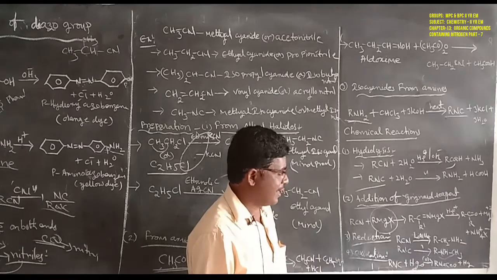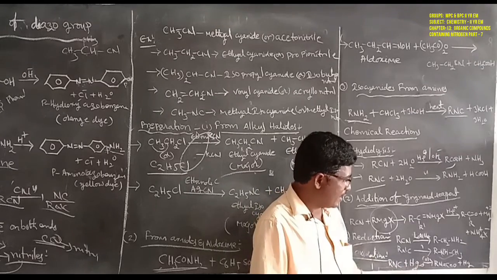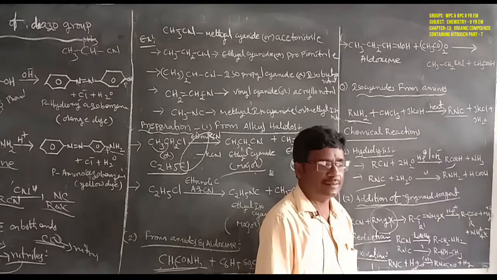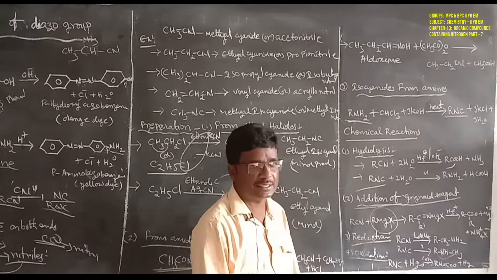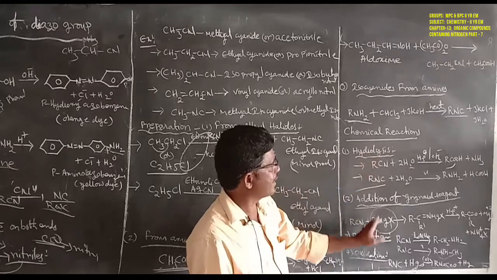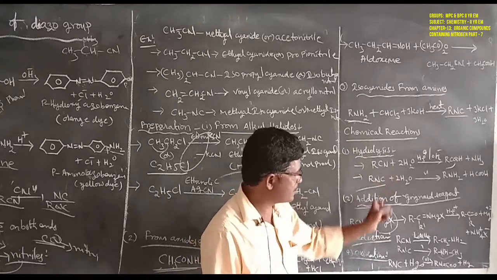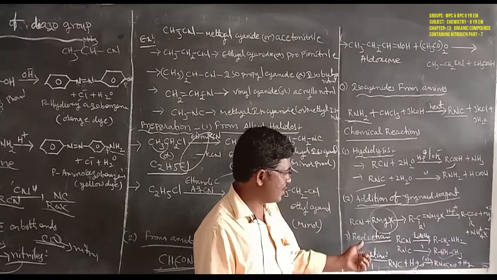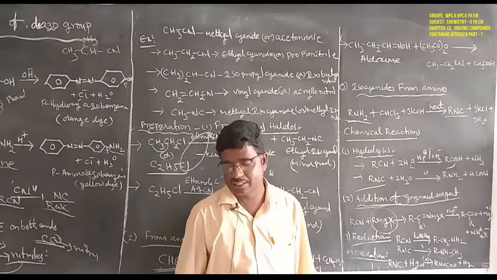Alkyl cyanide oxidized with mercury oxide forms alkyl isocyanate. That is the oxidation reaction. Those are the chemical reactions of the cyanides and isocyanides. First is the hydrolysis process, second is the addition of Grignard reagent, third is the reduction process, and fourth is the oxidation process.